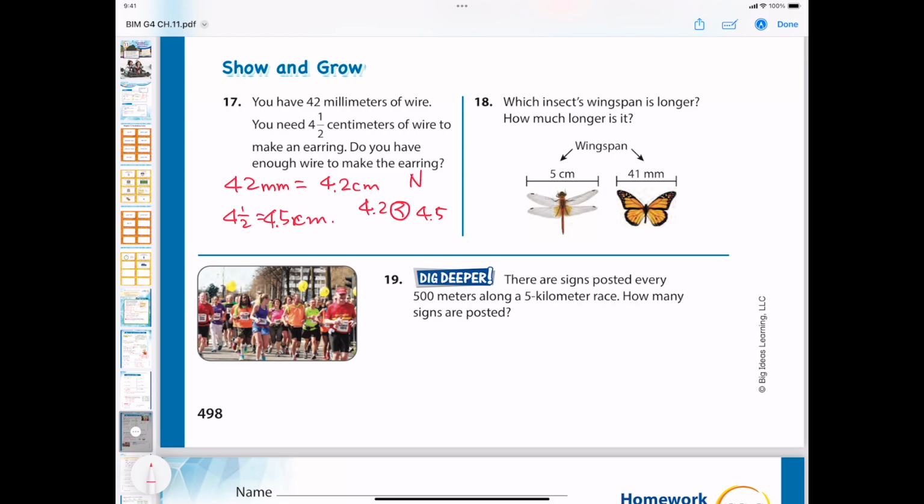Okay, so the answer is what? No. You have only 42 millimeters, right? Which means 4.2 centimeters. Okay, but you need what? 4.5, which means 4.5 centimeters.